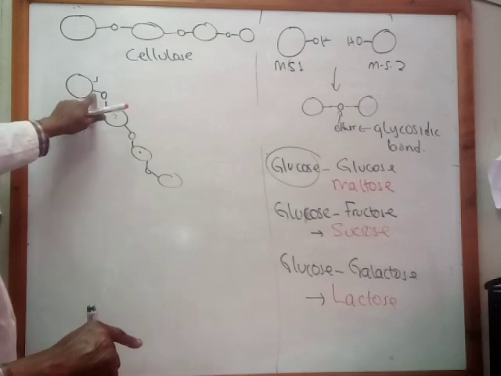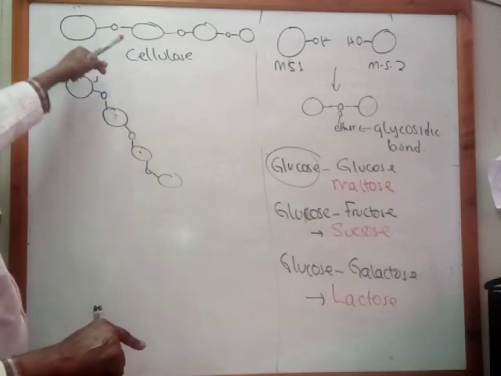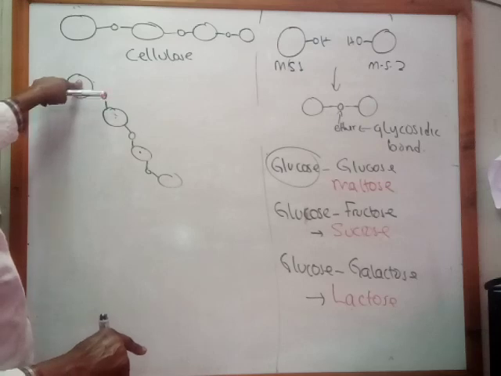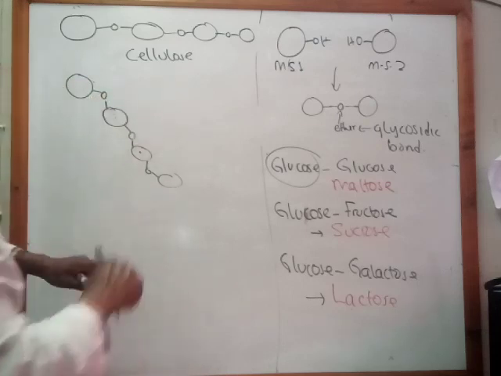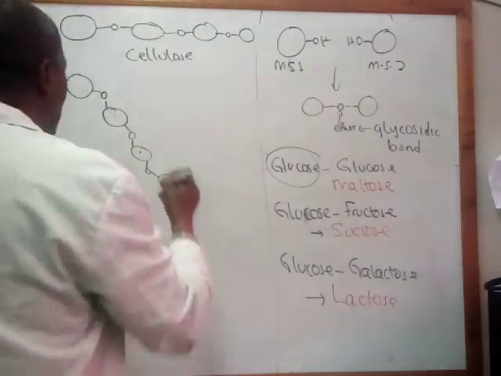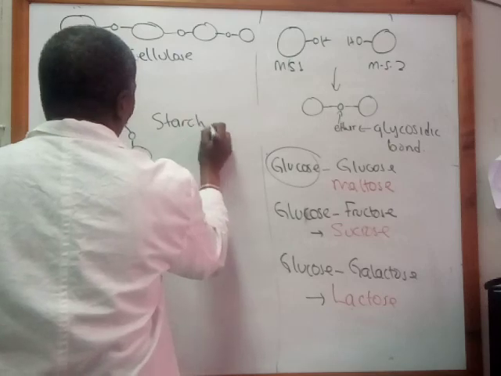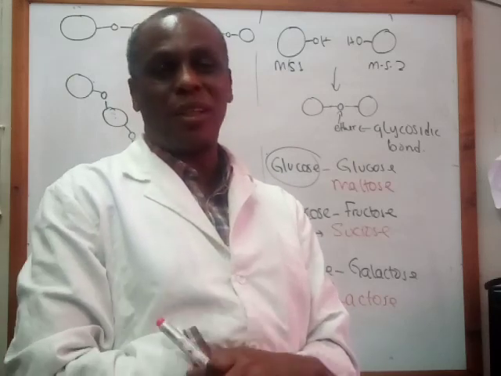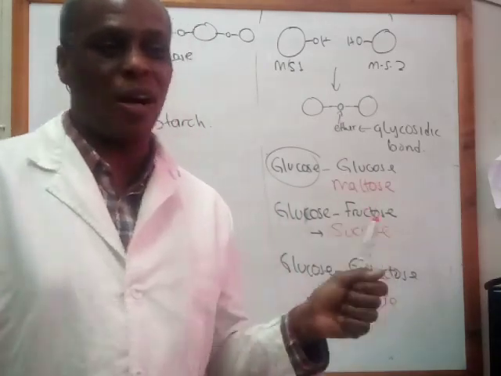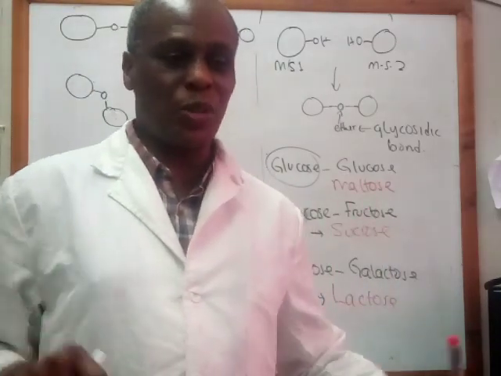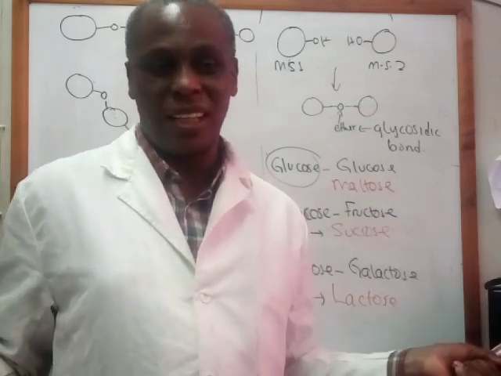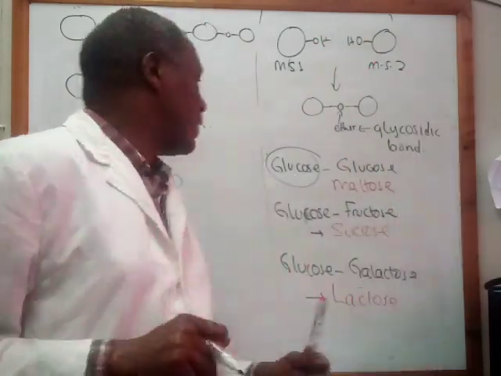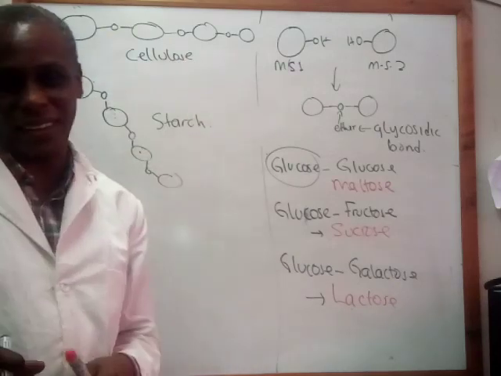Now, if it's joined in an axial manner, in this case the glycosidic bond between one glucose unit and the next one is via a vertical bond. Then the polysaccharide that will be formed will be given the name starch. What are we saying? Starch and cellulose are polysaccharides made up of only one repeating unit called glucose, joined together via glycosidic bonds. Depending on how one glucose unit is joined to the other one, that will make the difference between cellulose and starch.